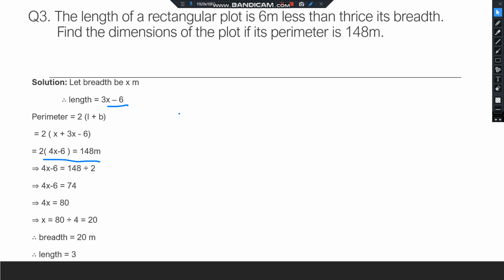And length is 3x minus 6. So breadth is x as 20 because the value of x has come 20, and length we get as 3x minus 6. So we place the value of x here as 20 and we get length as 54 meters. So breadth is 20 meter and length is 54 meter. That is the correct answer.